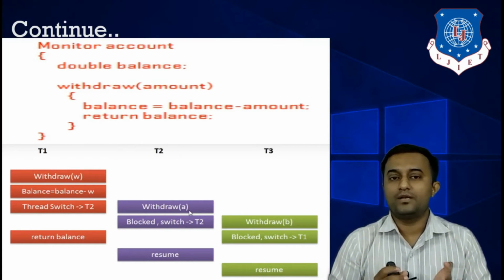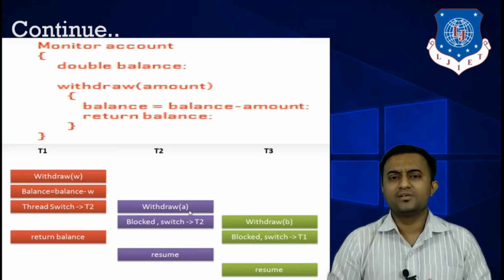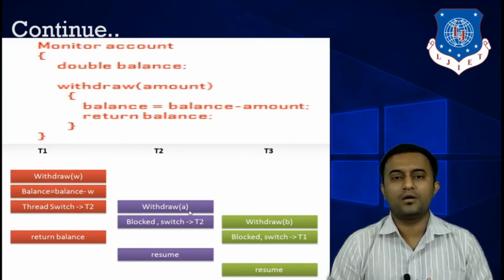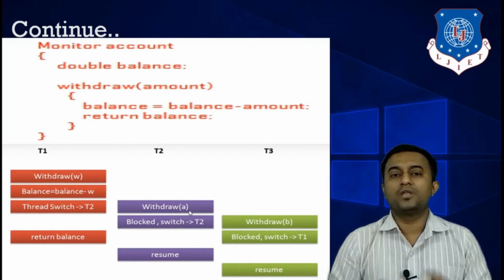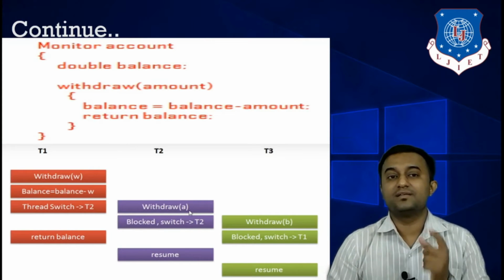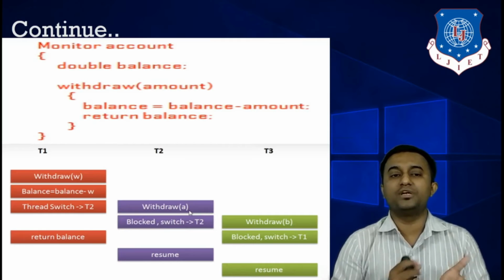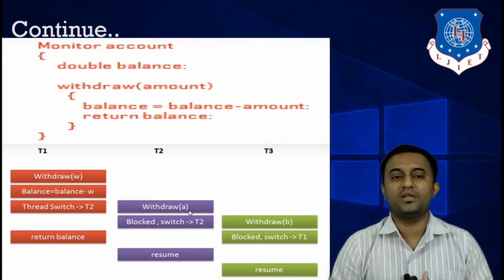Now T2 is temporarily blocked, or in waiting mode. So again a context switch will happen, and it will switch to, say for example, T3. Again T3 wants to enter into the monitor. Definitely this request will be blocked because the lock is already assigned to T1. So nobody else can enter into the monitor to access this shared variable and execute this procedure. So again T3 is not allowed, and control will switch back to T1, and T1 will execute the remaining instructions.